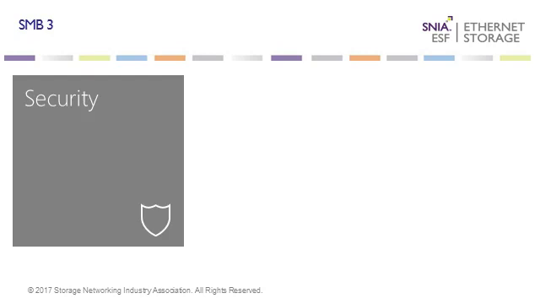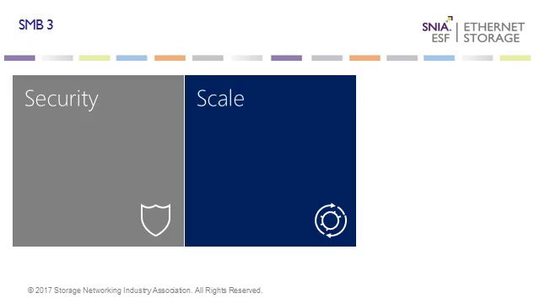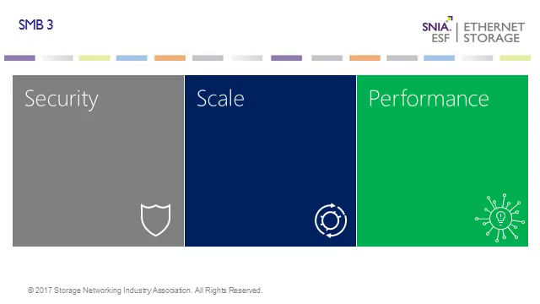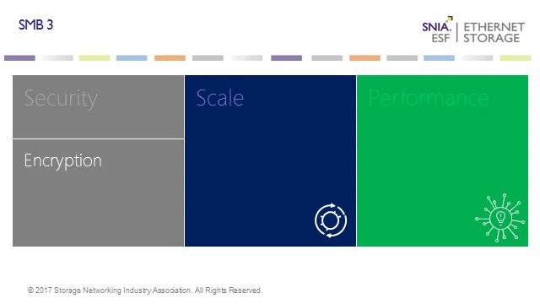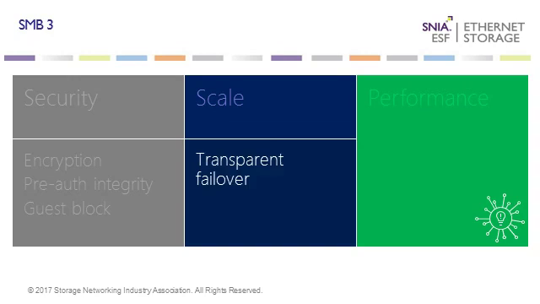Okay, SMB3. We have really three pillars to talk about today. This whole presentation is really arranged around these three pillars, then followed up with some quasi-demoing. The first one is security. The next one is scale. The next one is performance. And in these three areas we're going to talk about encryption, pre-authentication integrity, and guest blocking, which I suspect almost no one here will know what I'm talking about. And I hope you learn this one out of it.